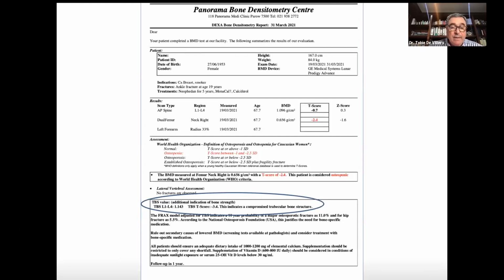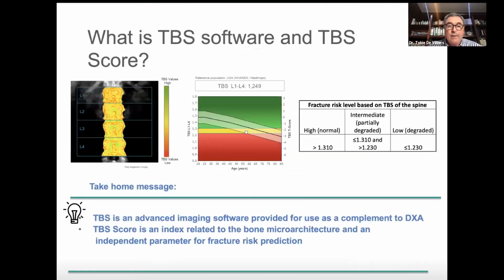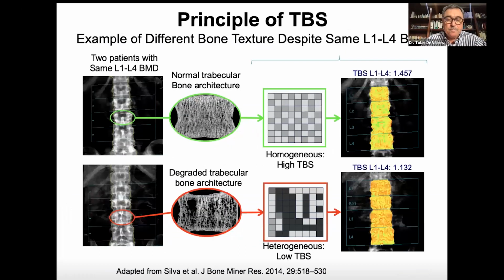But we have another value here. It's called the trabecular bone score, and this is an additional indication of bone strength. Now, how does that work? TBS is an advanced imaging software provided for use as a complement to DEXA, and it's an index related to bone microarchitecture and an independent parameter for fracture risk prediction. So this is software that's added to your machine. If your present vendor does not have it, please ask them to get hold of it.